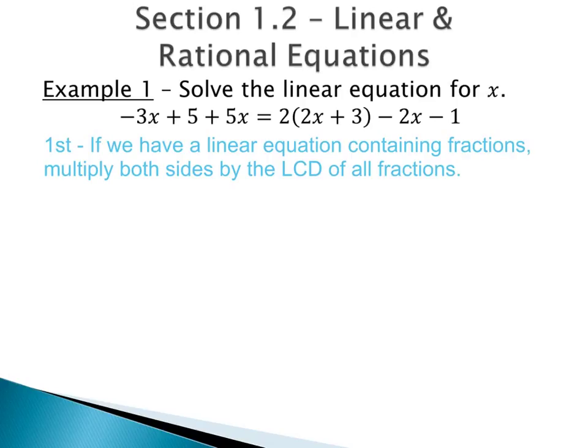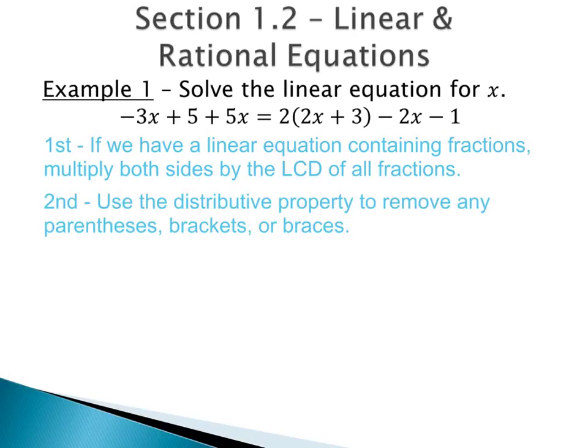Second, you'd want to use the distributive property to remove any parentheses. So this is where we are at right now. We have negative 3x plus 5 plus 5x equals 2 times the quantity of 2x plus 3 minus 2x minus 1. From here, we are going to use the distributive property on the right-hand side to distribute the 2 to the 2x and the 2 to the 3. My left-hand side is going to stay the same: negative 3x plus 5 plus 5x equals, distributing the 2, we would get 4x plus 6 minus 2x minus 1.